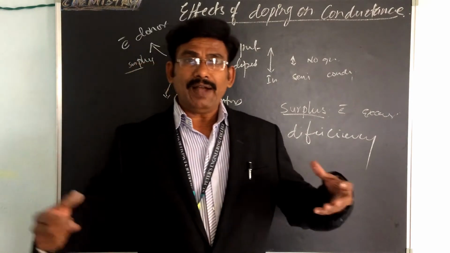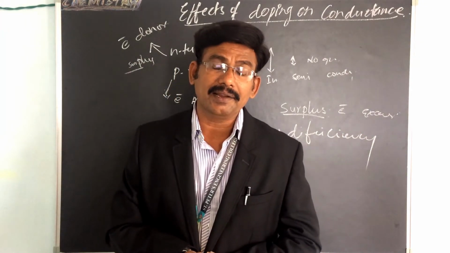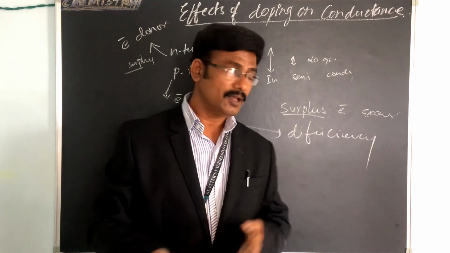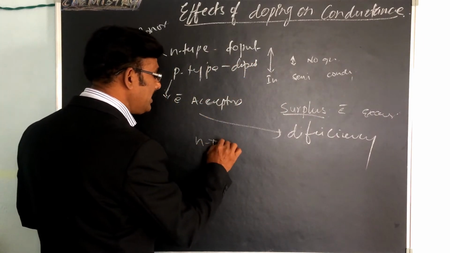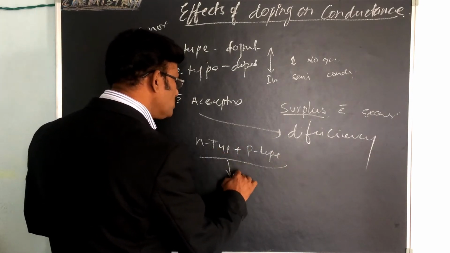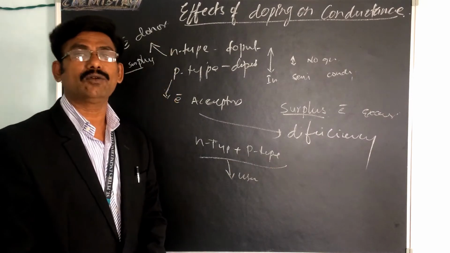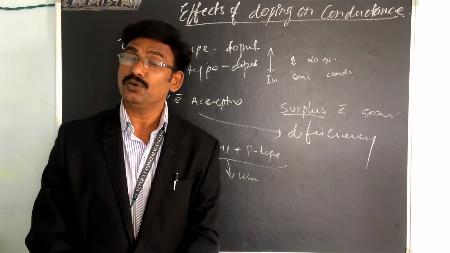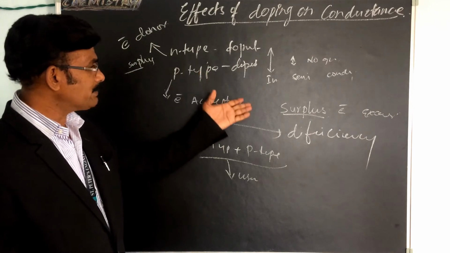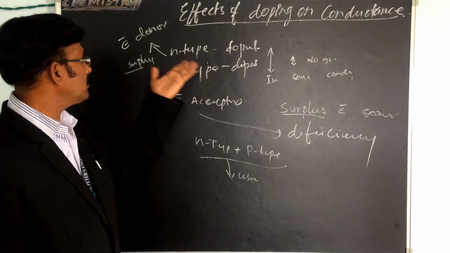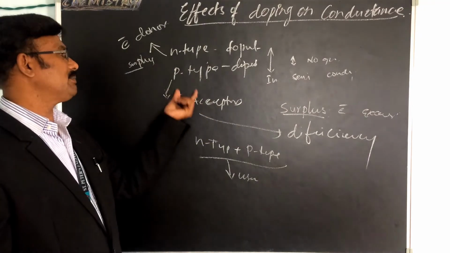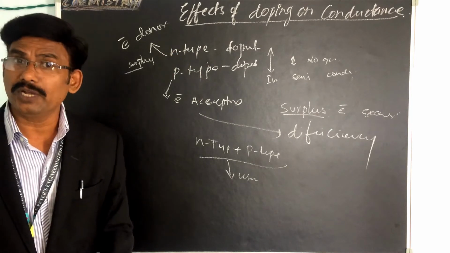Combining n-type and p-type semiconductors creates systems which have useful applications in modern electronics. That is the reason we have to know the effect. Two types are there, n-type and p-type. Excess electrons means electron donor, the n-type, and deficiency means electron acceptor, the p-type. These are the two types of dopants.